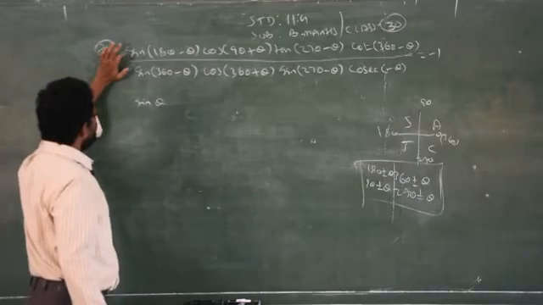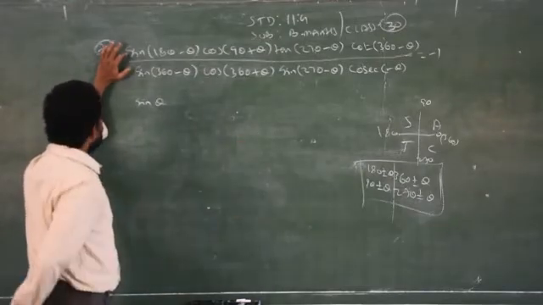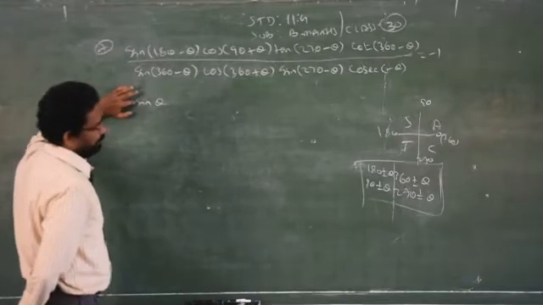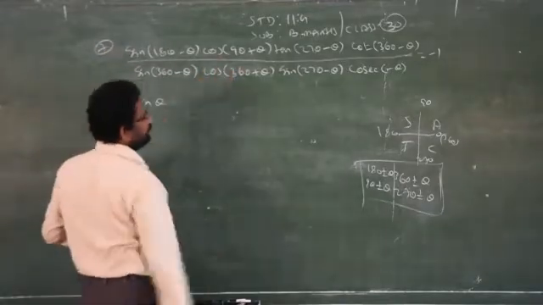Only changes in the sign, but it is false on second quadrant. So in the second quadrant, sign is positive. Therefore, no need to change the sign. Clear?